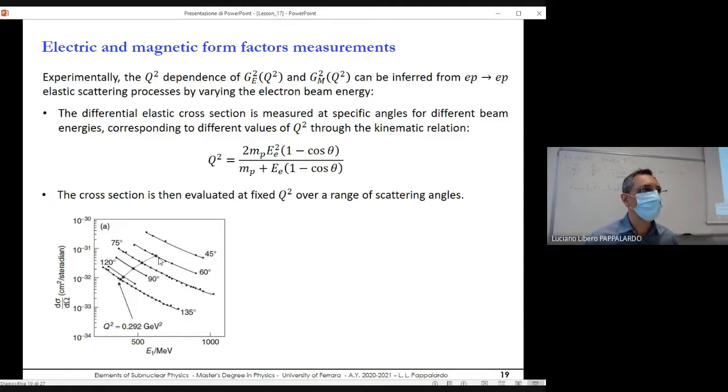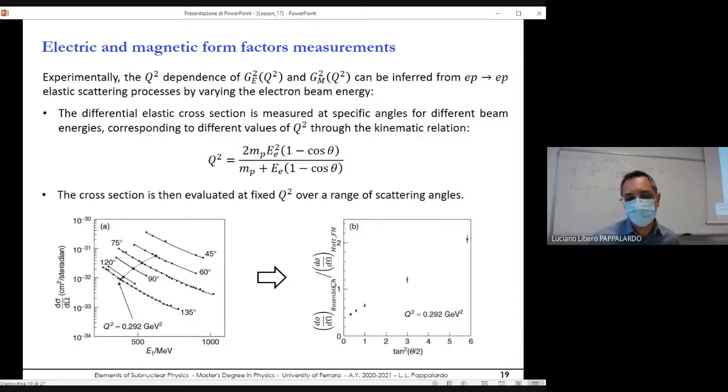You have essentially a two-dimensional distribution. So you fix one dimension, and you work on the other dimension. And so you can now report your cross-section, which is given here as the ratio of the Rosenbluth to the Mott, as a function of the angle at a fixed Q square. So let's take, for instance, 292 in this example. Here we have not exactly the angle, but the square tangent of the angle. And so these are your data.